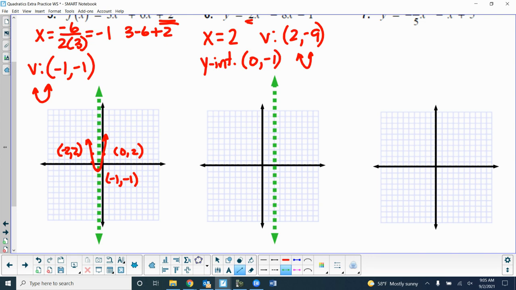Or my axis of symmetry, sorry. My y-intercept is 0, -1. My vertex was 2, -9. Where's that third point? So I have my parabola. 4, -1. Good. I'm 2 to the left to get the y-intercept, so I go 2 to the right. And that's a 4, -1. And then we connect.